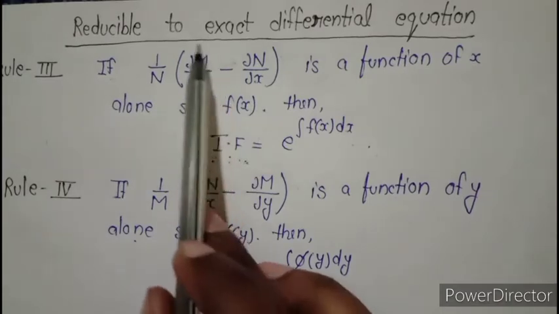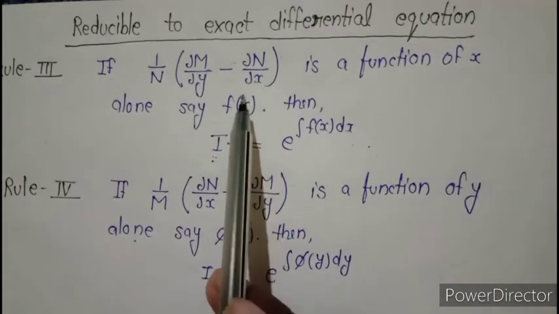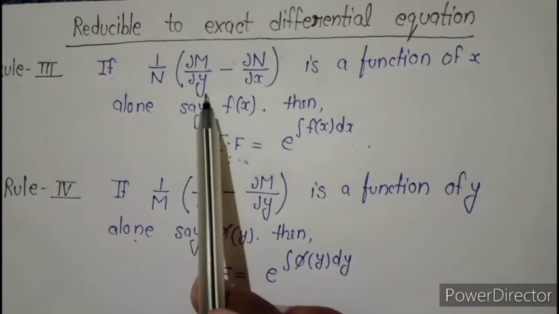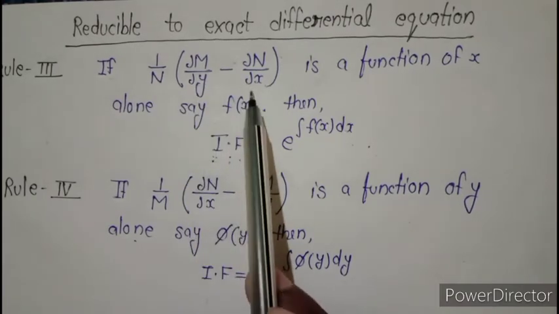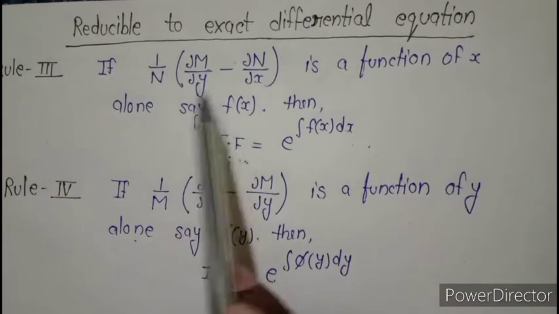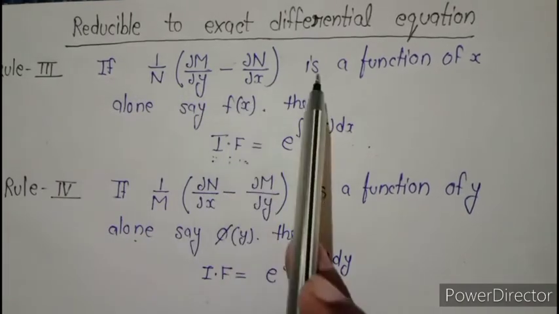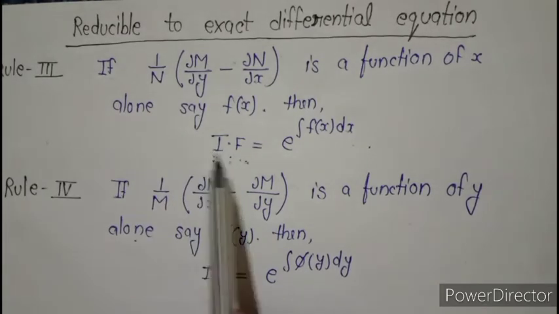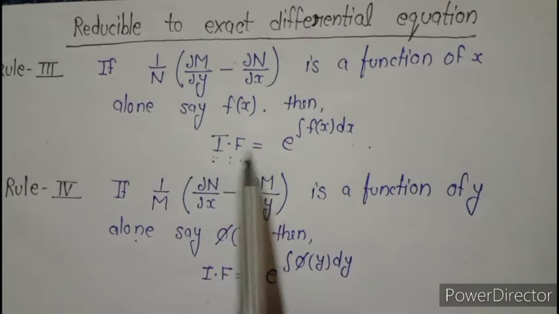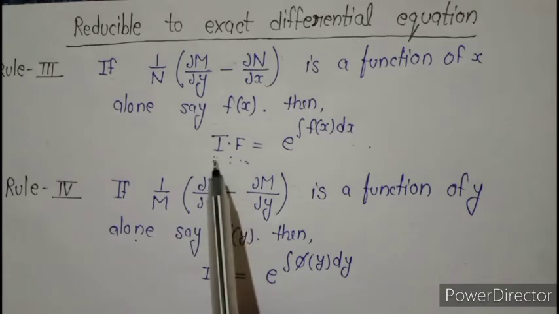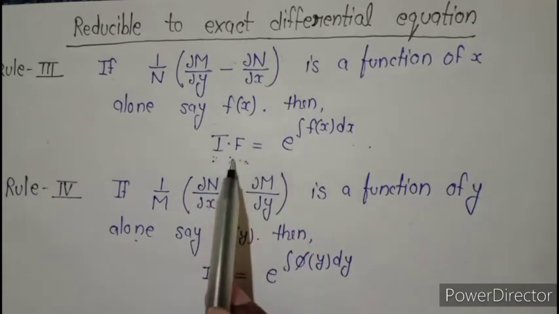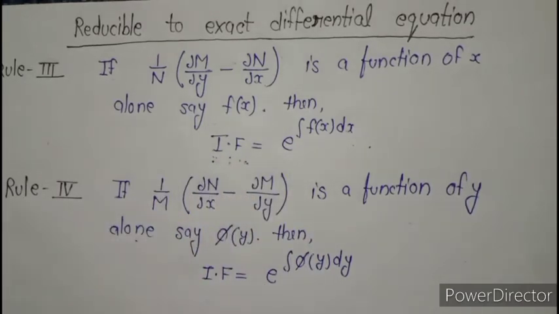Since we have been given M and N in the differential equation, we will partially differentiate them with respect to y and with respect to x, and then we will put them here. Then we can find the value of this term, and if it is a function of x alone, we can find the integrating factor as well, and then we will multiply this integrating factor to the differential equation. Then the differential equation gets reduced into the exact form, and then we can easily find the solution by the previous method. Similarly, we can understand rule number 4 as well.